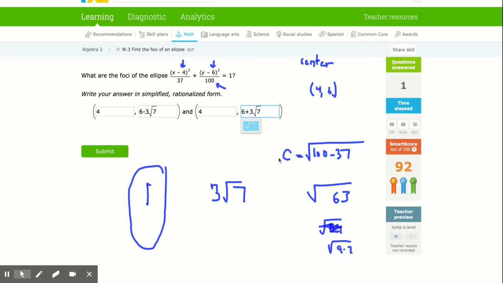So again, you find c by minusing the smaller one from the larger one, and then square rooting, reducing your radical, and then adding and subtracting that amount from your center, either vertically, if it's elongated vertically, or horizontally from your x value, if it's elongated horizontally.